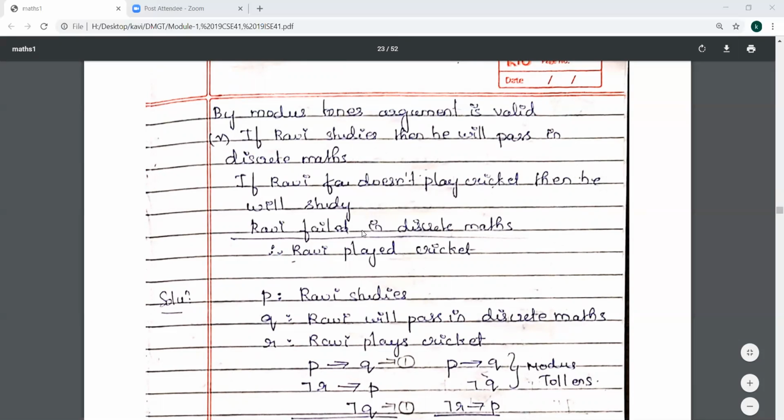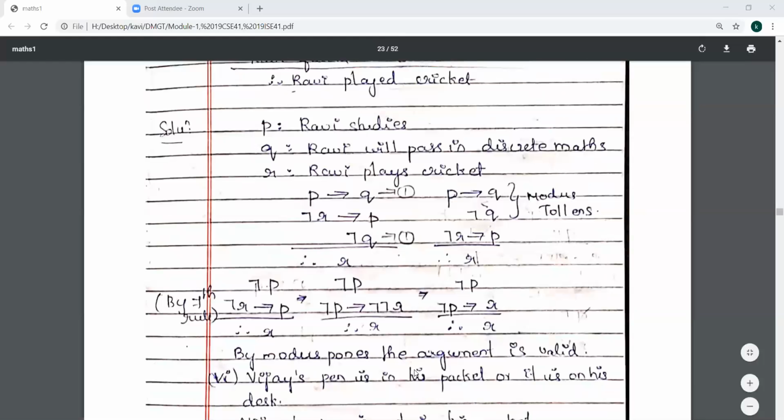Then the third sentence, Ravi failed in discrete maths. See, Ravi pass in discrete maths is Q. But here the statement given is Ravi failed in discrete maths. So that will be negation Q. Finally, the conclusion is, therefore Ravi played cricket. So played cricket is R. So therefore R. So this is the symbolic form of the given argument. So here 3 statements are there, 1 conclusion is there.